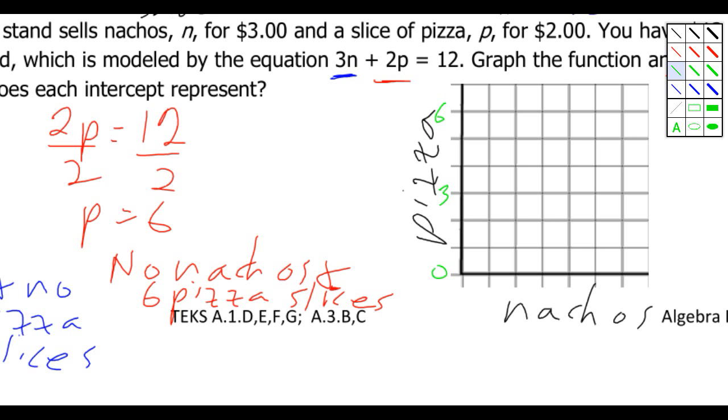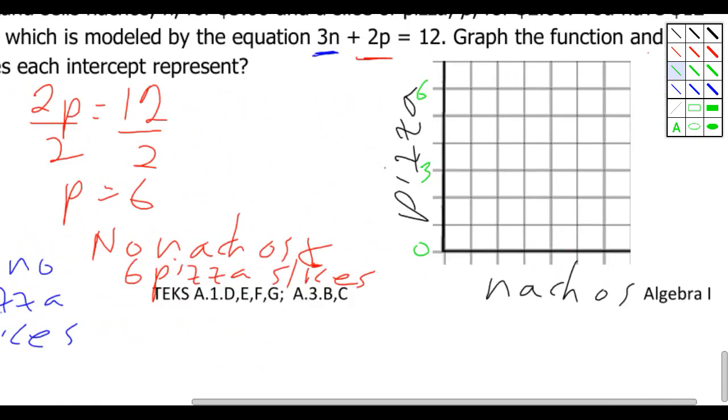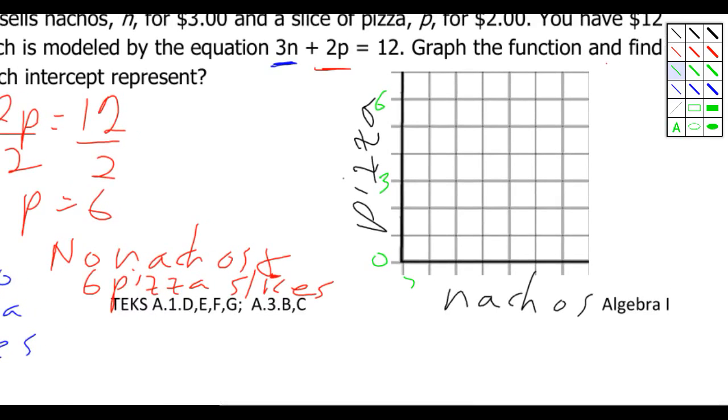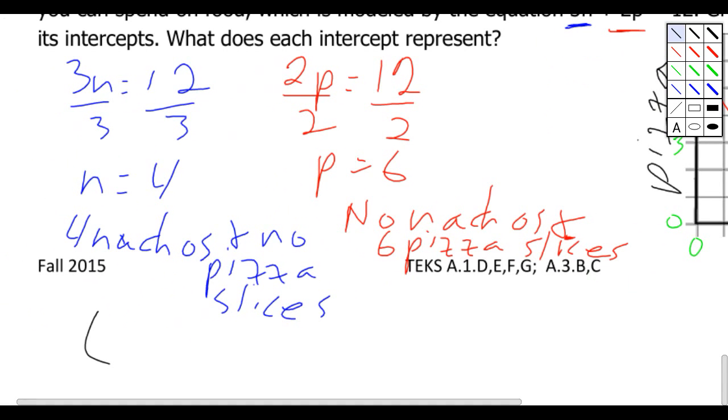Let's see, we're going to get to 4 over here. 4 for nachos. We can still go by 1, 0, 1, 2, 3, 4, 5, 6. Okay, so we said no nachos, 6 pizza slices, or 4 nachos. And there are a few combinations you really could get in there. Alright, so graph it, find the intercepts. What does each intercept represent? So in our case, because we labeled X as nachos and Y as pizza, the intercepts are actually (4, 0) and (0, 6).